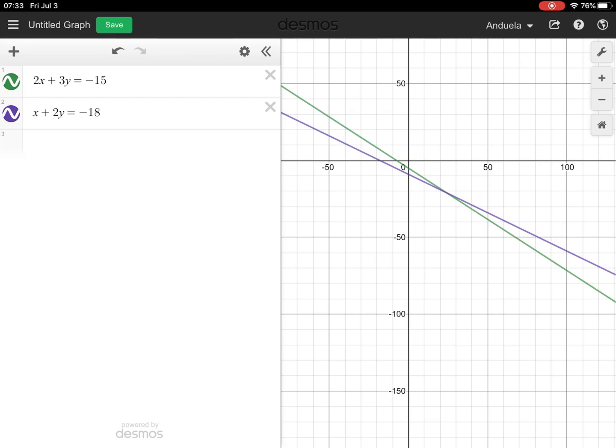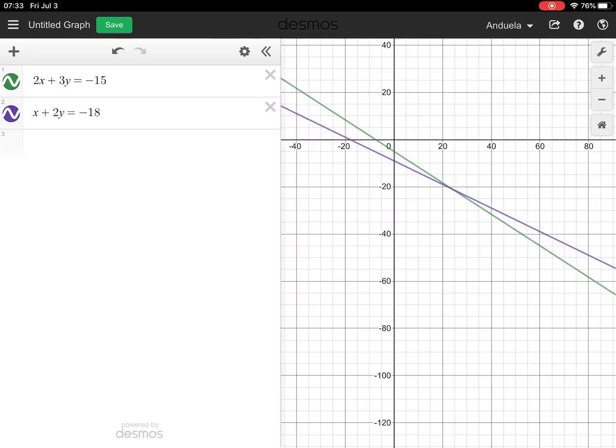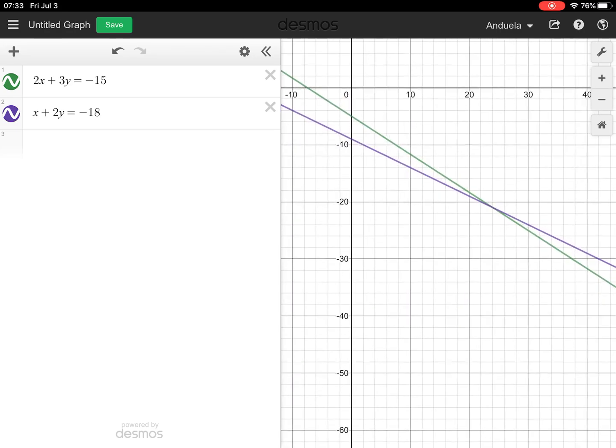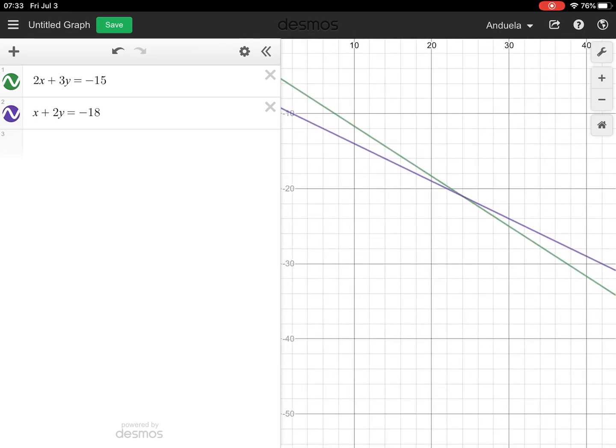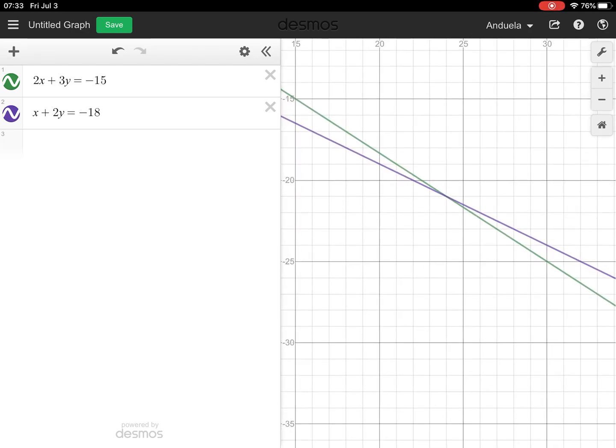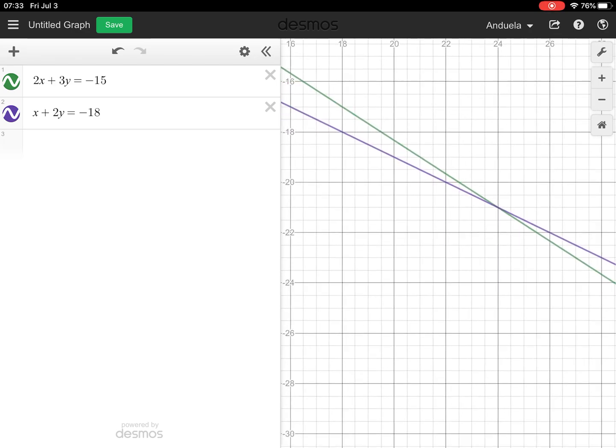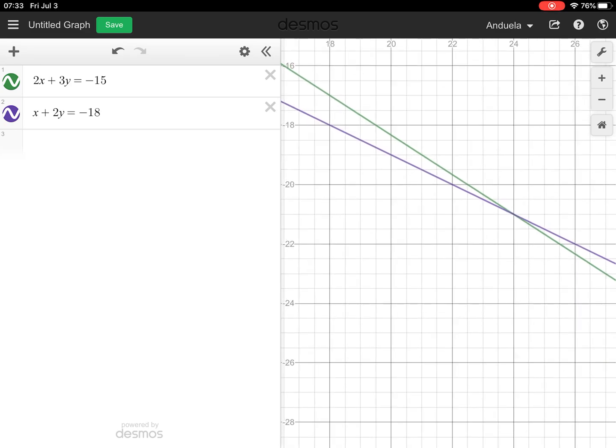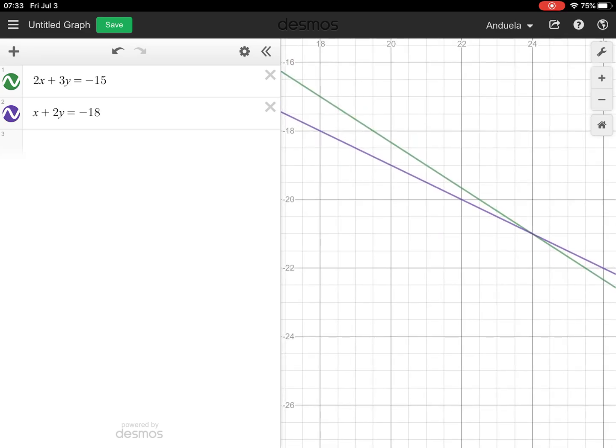Now, here is the cool feature of this app. You can use 2 fingers to stretch the image, just like you do with pictures on your phones. You want to do this until you have a clear view of the intersection point. Then you click where that intersection point is, and a gray dot appears. If I tap on the gray dot again, I see the solution is 24, negative 21.